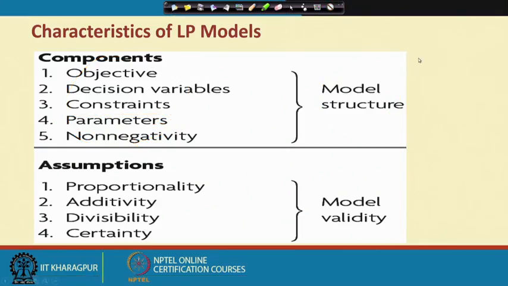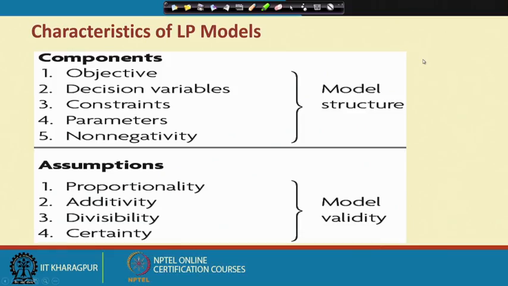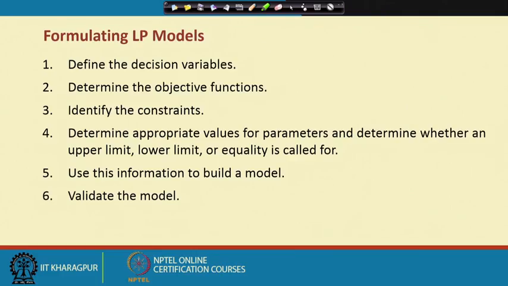So, let's see what the LP structure is, and the formulation of the LP model is like this: define the decision variables, determine the objective function, identify the constraints, determine appropriate values for parameters, and determine whether an upper limit, lower limit or equality is called for, and use this information to build a model and then validate the model, like what we have already discussed here. So, corresponding to this particular LP structure, this is how the formulation requirement works.